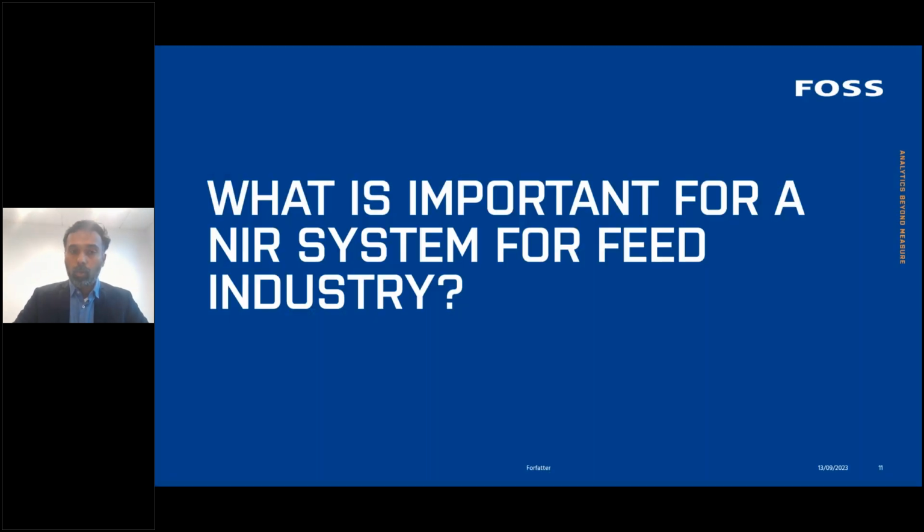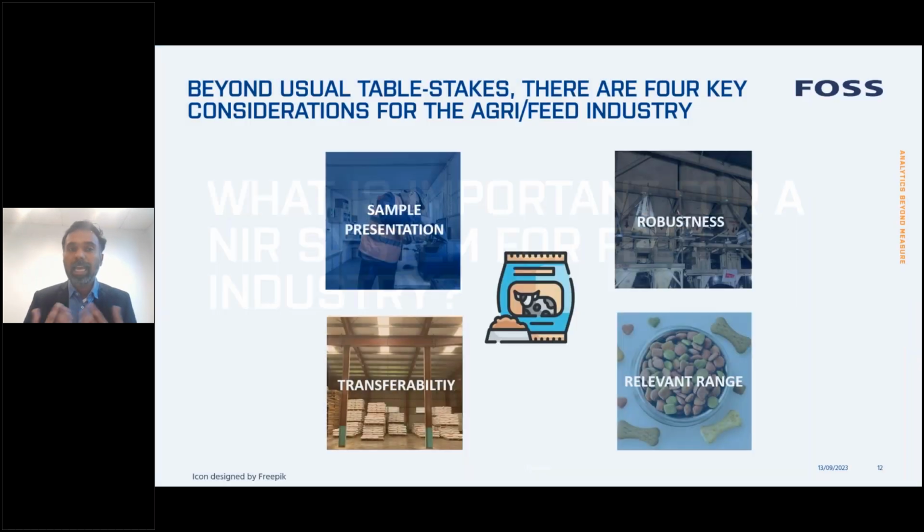So what is important for an NIR system for the feed industry? Now, there are a lot of table stakes, like you need the level of accuracy that your reference methods have, and you need repeatability so that there's traceability and all of that. But beyond those table stakes, which are fundamental in any choice that you make, there are 4 key considerations that we believe are important for the agri, particularly the feed industry. You can see them here.